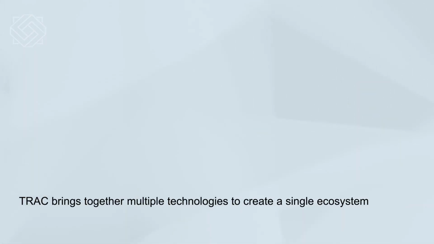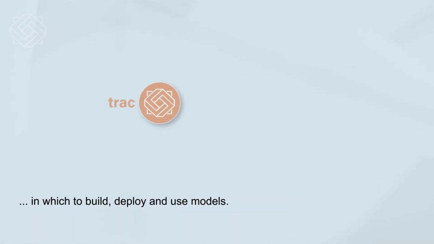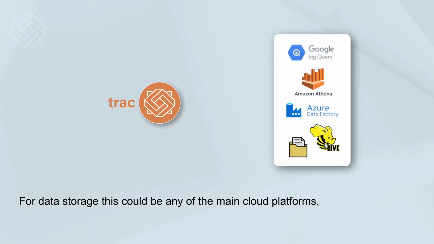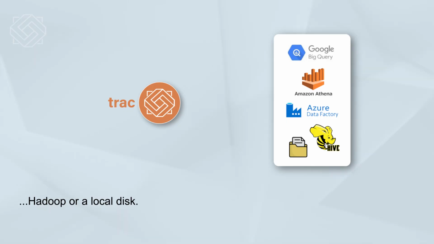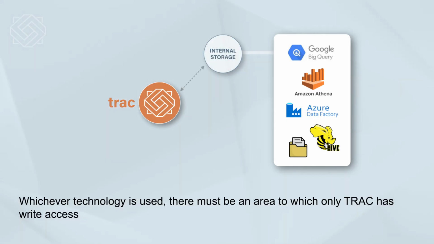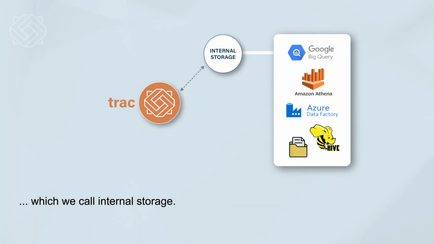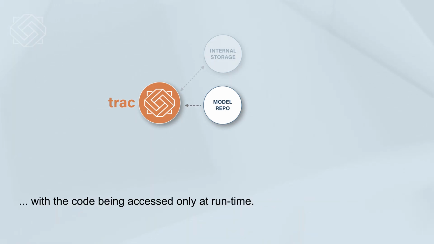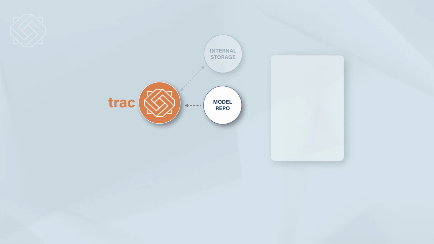TRAC brings together multiple technologies to create a single ecosystem in which to build, deploy, and use models. For data storage, this could be any of the main cloud platforms, Hadoop, or a local disk. Whichever technology is used, there must be an area to which only TRAC has write access, which we call internal storage. All models executed on TRAC are stored in a repository, with the code being accessed only at runtime.